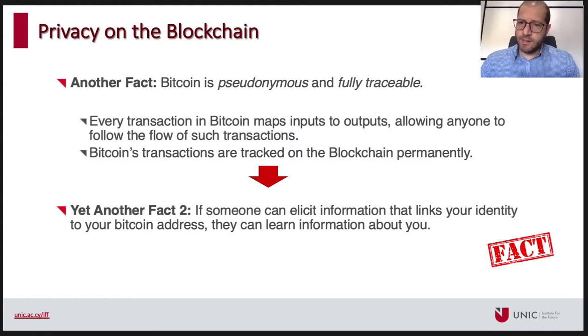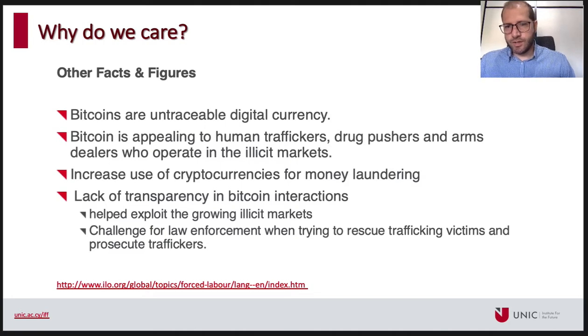Another fact is that if an entity can elicit this kind of information from the blockchain and links that with identity details from your Bitcoin addresses, etc., then it is likely that they can learn more information about you, about the person or the entity behind that Bitcoin address. So in general, just to sum up, Bitcoin is not untraceable, and of course there are links that can reveal information about the transacting entity.